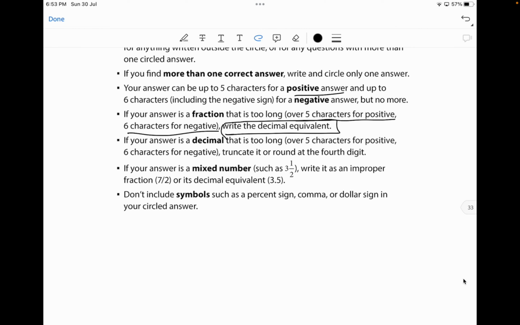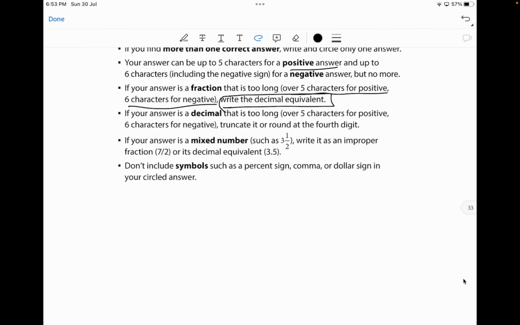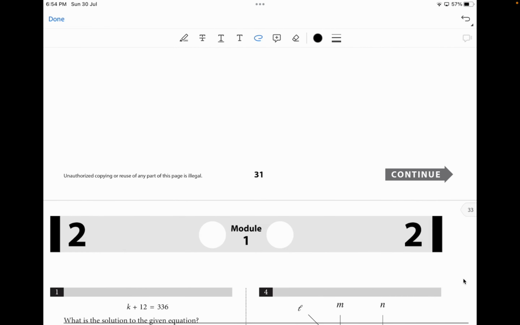That's because in the digital SAT math exam, you're going to be typing in your responses, so just be careful. If your answer is a mixed number, write it as an improper fraction or its decimal equivalent. Don't include symbols such as a percent sign, comma, or dollar sign in your circled answer. So don't include the percent sign. Okay, so let's go over the questions.